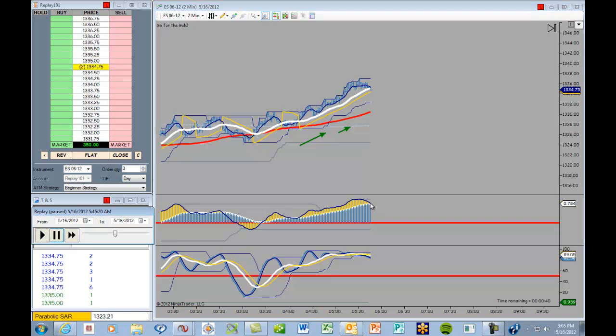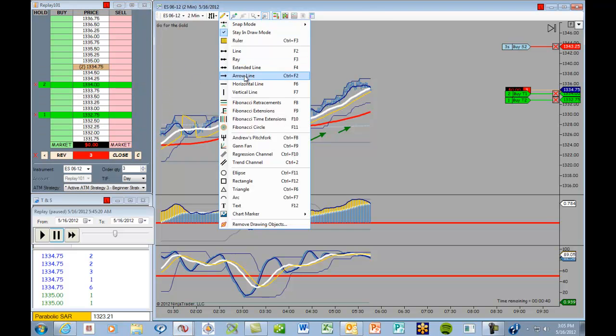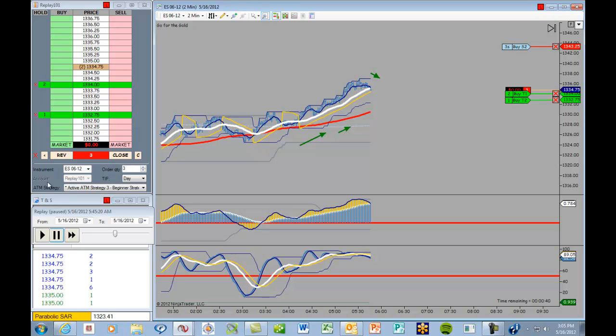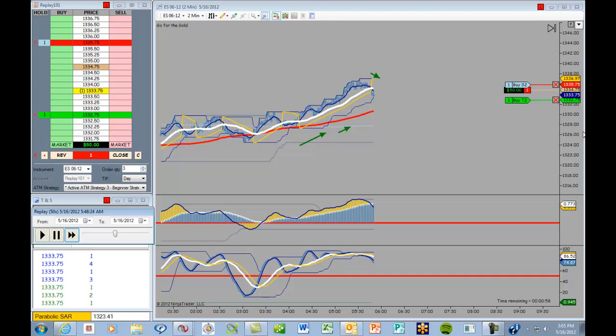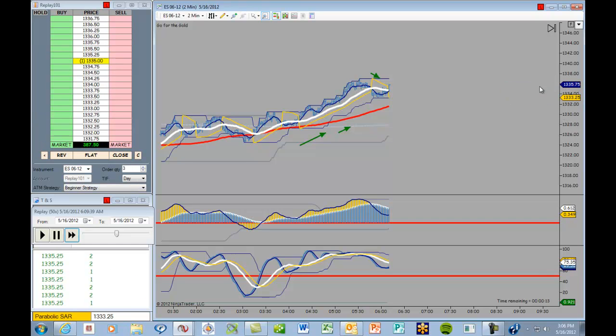Alright, we've got a crossover on the MACD and the stochastics. We haven't quite flipped the parabolic yet, but I think that there's a real good chance that this is a top. So let's get short. Okay, stopped out.